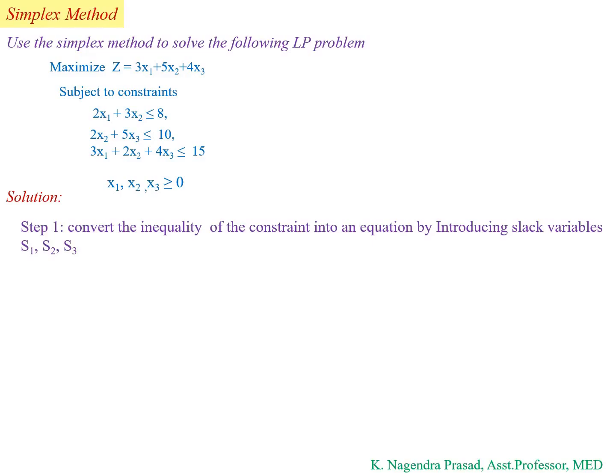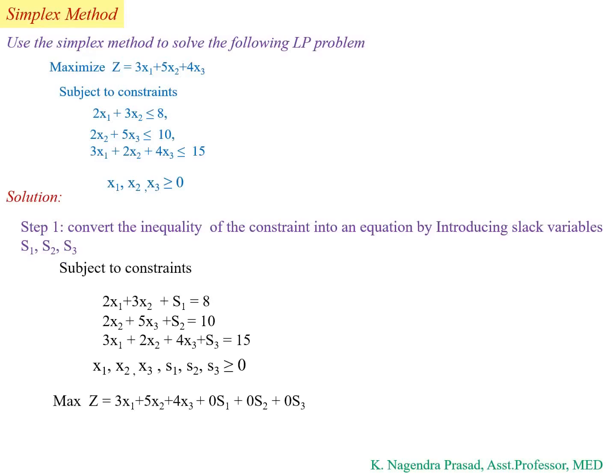Here three constraints are given and all have the less than or equal to inequality symbol. So we have to introduce slack variables and replace the less than or equal to symbol with the equal symbol. Here three constraints are given, so we have to introduce three slack variables s1, s2, s3: s1 in the first constraint, s2 in the second constraint, s3 in the third constraint.